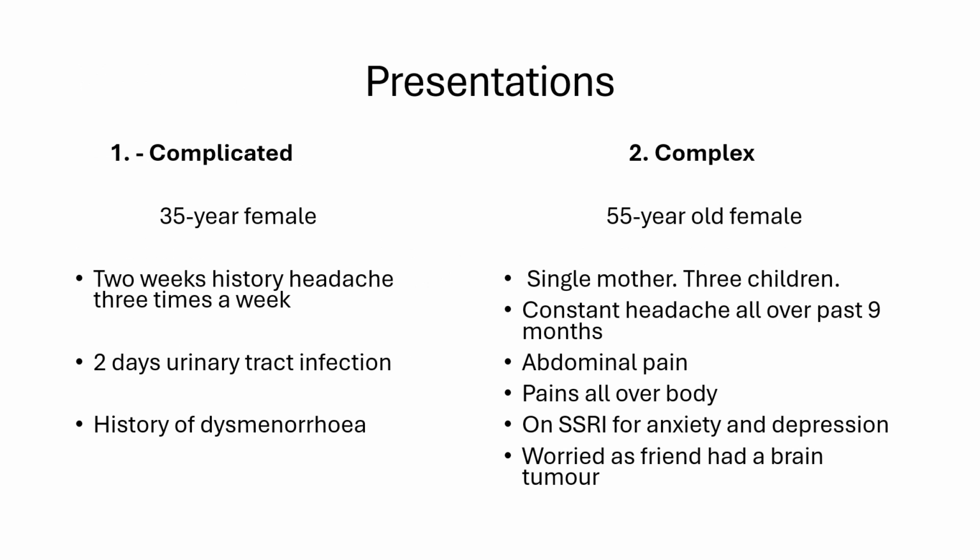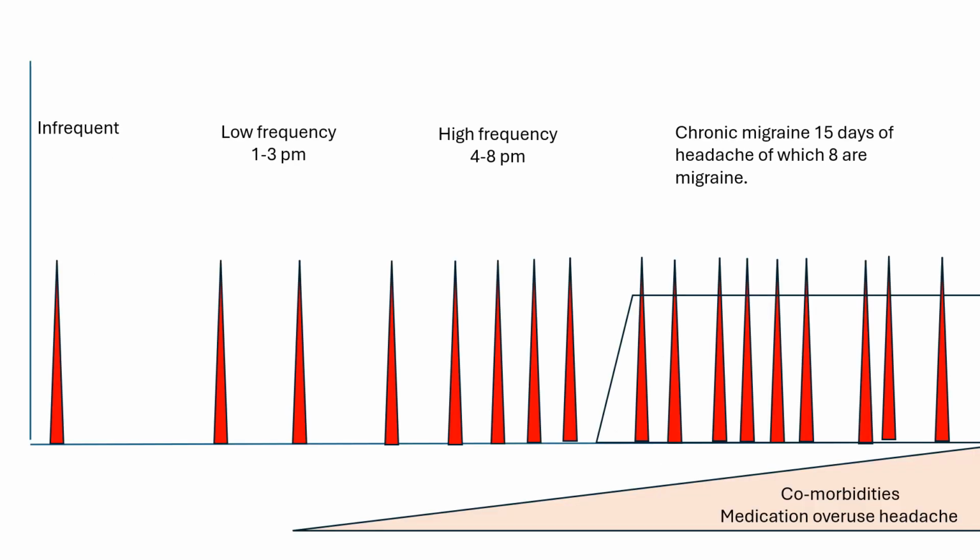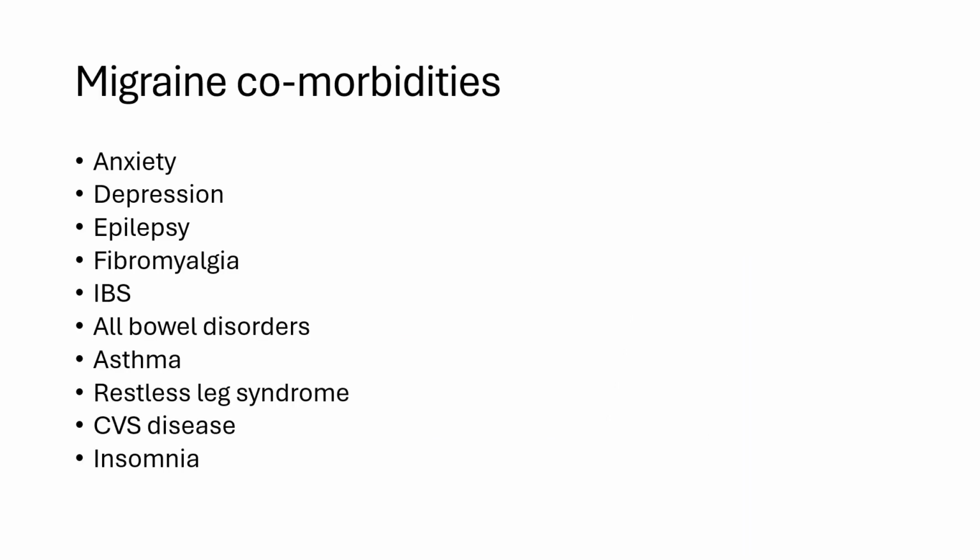A presentation that's complicated, where someone just comes in with a headache which is unrelated to their other problems, and a complex multimorbid presentation, and you deal with these in two very different ways. Just to make the point that chronic migraine doesn't come out of nowhere, it builds up over time: low frequency episodic, high frequency episodic, to chronic migraine, which is highly comorbid and invariably associated with medication overuse headache.